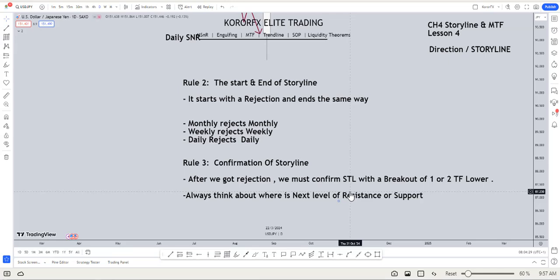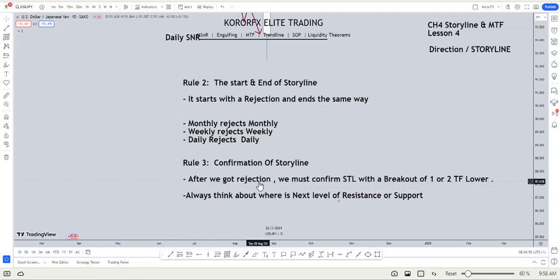This is chapter 4 storyline and MTF lesson 4. In this lesson we will learn rule number 3, which is confirmation of a storyline. When it comes to confirming your storyline, the first thing is you must get the storyline started, like we have learned in rule number 2. So rule number 2, the start of the storyline is rejection.